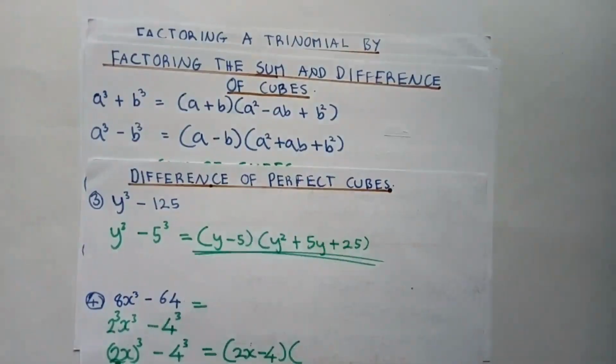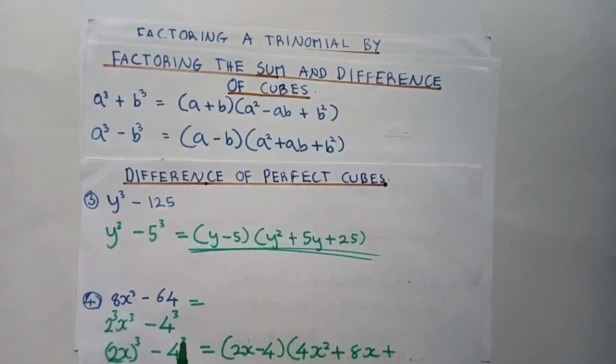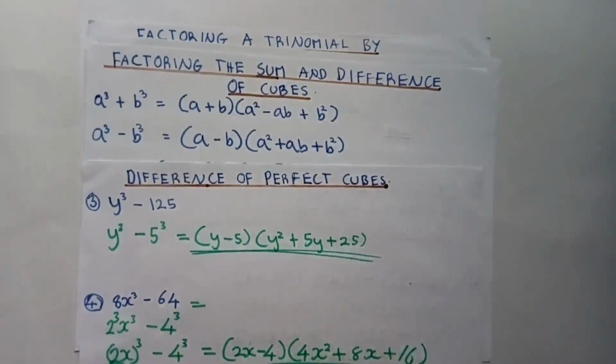So a squared is 2x squared, which is equal to 4x raised to the power 2, plus ab, 2x times 4 is 8x, plus b squared. b is 4, so 4 squared is what? 16. So this becomes the answer when we factor 8x raised to the power of 3 minus 64.